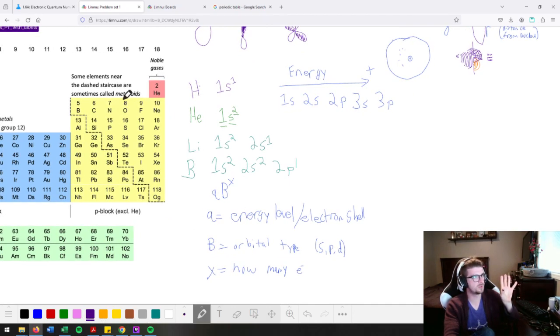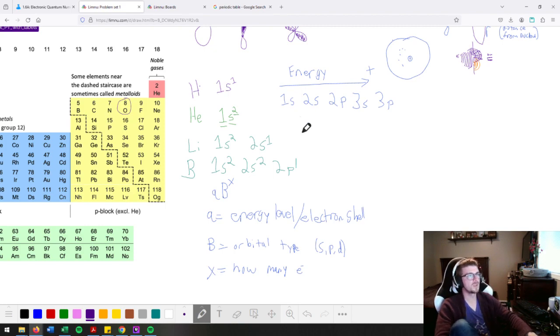If we go over to, let's say, oxygen, so the electron configuration of oxygen. So oxygen has 8 protons, and as a result, it has 8 electrons as well. So it has 1s2.